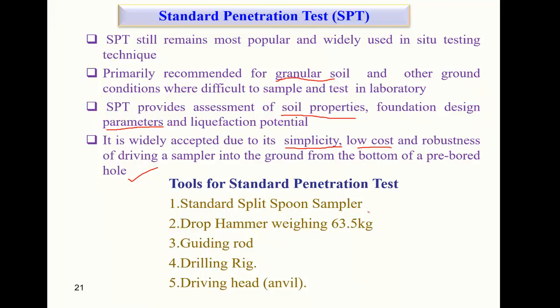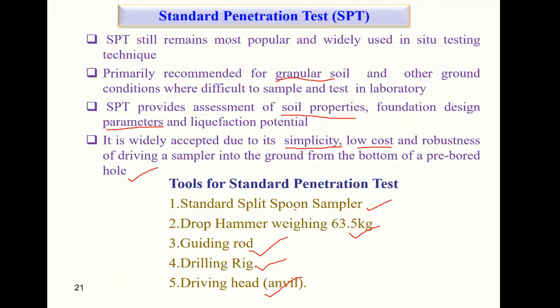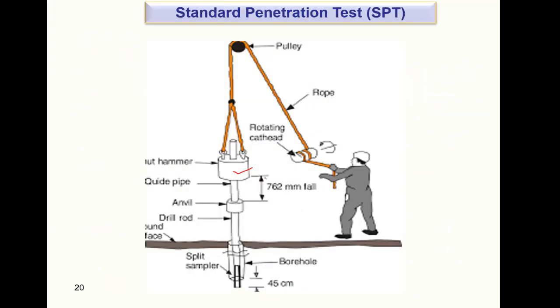That is a standard split spoon sampler that you have seen already, and a drop hammer of around 63.5 kg, a guiding rod, a drilling rig, and a driving head that is called an anvil. So you can see in this picture, right? They are controlling it by hand by pulling the rope, and this is the hammer. Can you see? I think I should have another clearer picture. Oh, no, this one. Can you see?